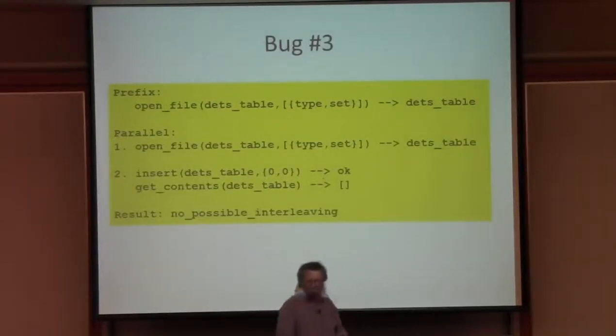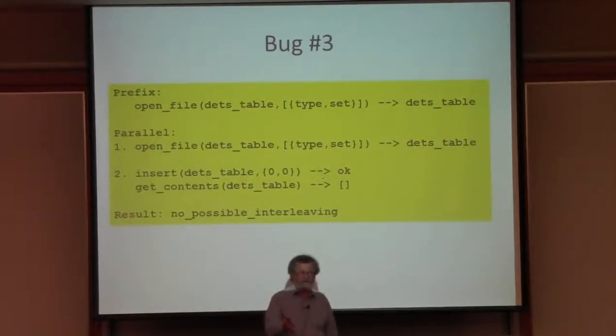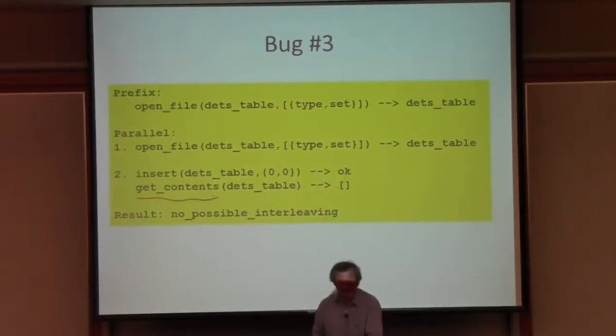Here's a third failure. So this one is nice. In the prefix, we open the file. And then in parallel, we do 2 things. We open the file again. You might think that's odd, but it's not. This is designed for use in Erlang, where many processes may be using the table at the same time. And of course, each process that uses the table is going to open it, probably. So it's definitely allowed to open the file many times in parallel. So in parallel with that second open, we insert a tuple into the table, and then this get contents, it's an operation I wrote that extracts the entire contents of the table, and it contains nothing.